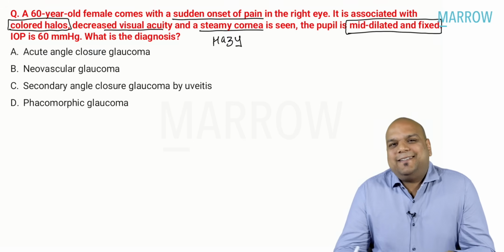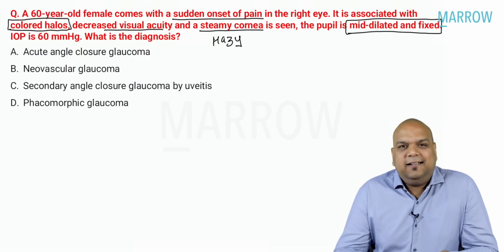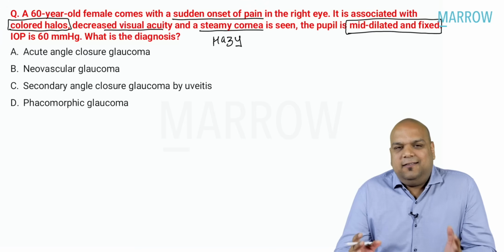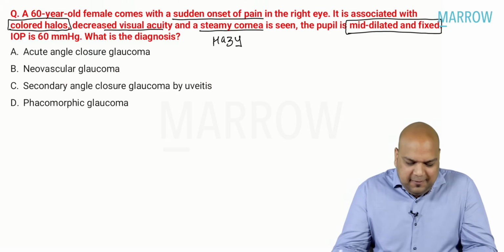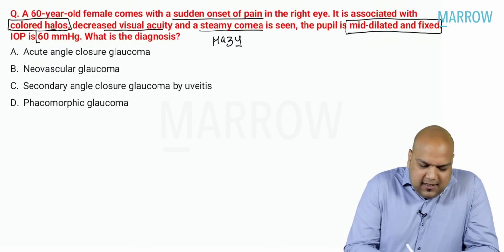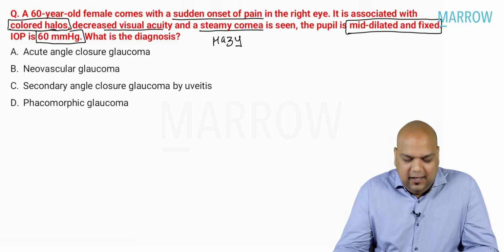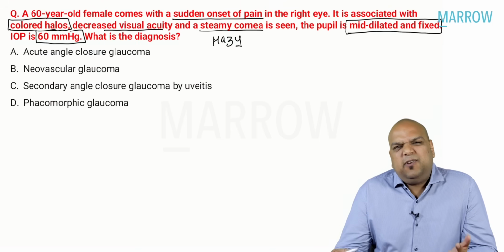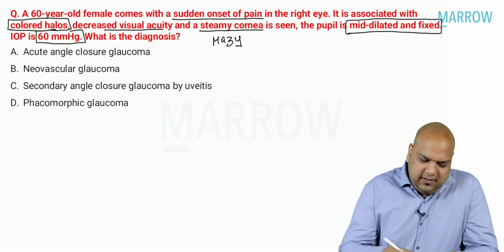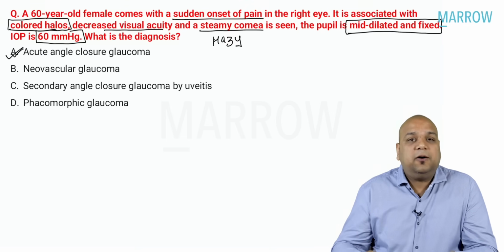After reading 2 words, colored halos, mid-dilated and fixed pupil, I don't think anybody could have done it wrong. It was like everything was given, whatever you needed. IOP is 60. IOP is very high. What is the diagnosis? So much of information given. I think we can answer it straight away. Yes, the answer is acute angle closure glaucoma.